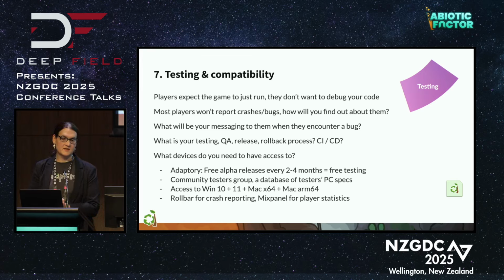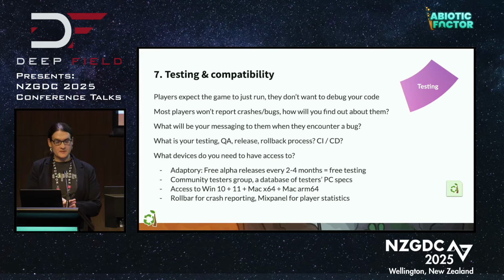Continuous integration and continuous delivery. So being able to continually test the game, the library, the engine, and making sure that you have a release that you can deploy at any time. You also need to think about what devices do you need to have access to.